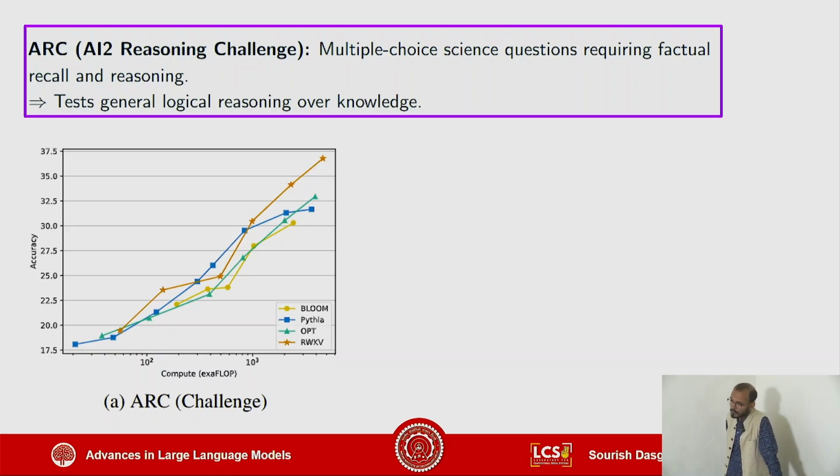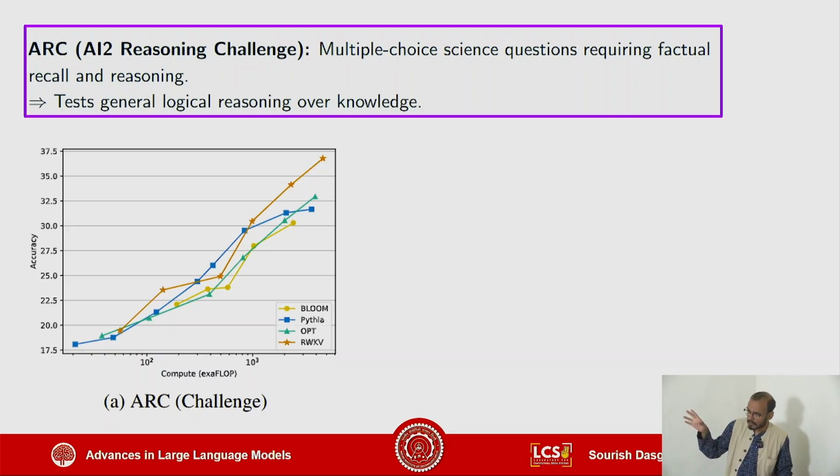No, I'll tell you. There is a result which, from whatever I could gather at least, the typical ARC challenge, the AI2 Reasoning Challenge, right? So what it does is it has multiple choice science questions. You guys know?